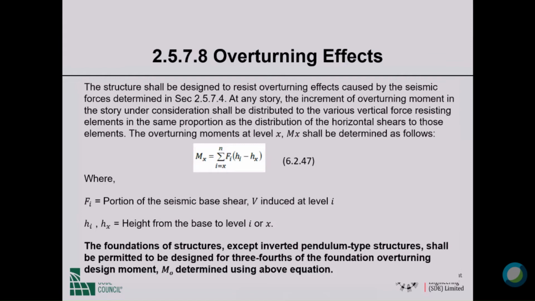The foundations of structures shall be permitted to be designed for 3/4 of the foundation overturning design moment M sub 0 determined using the above equation. You get a 25% discount on that moment. This is not in ASCE 7.